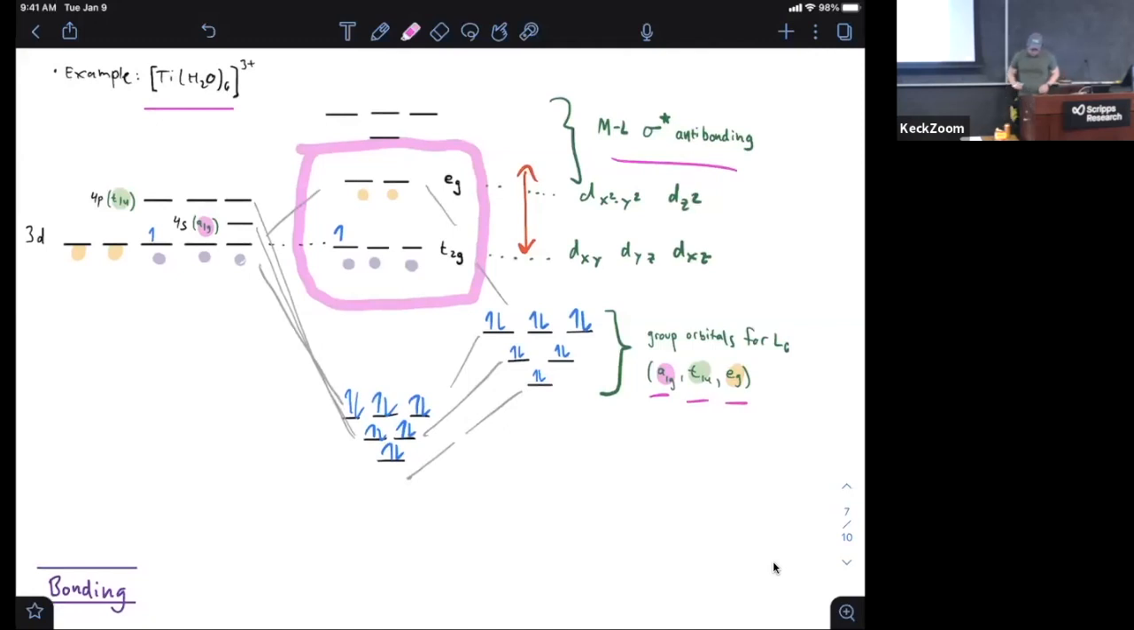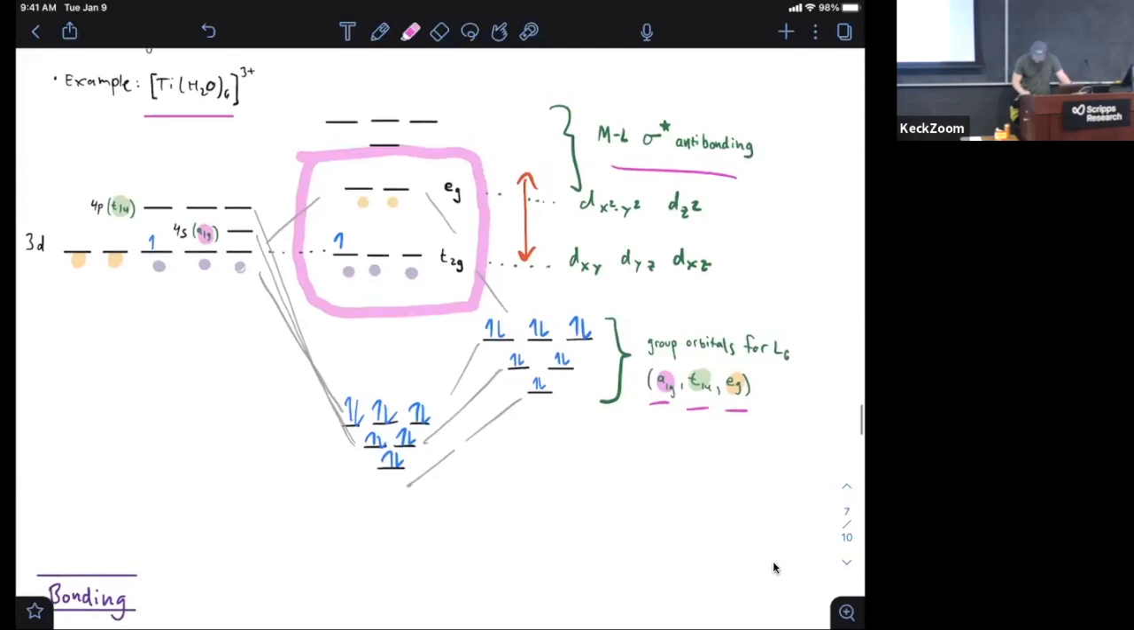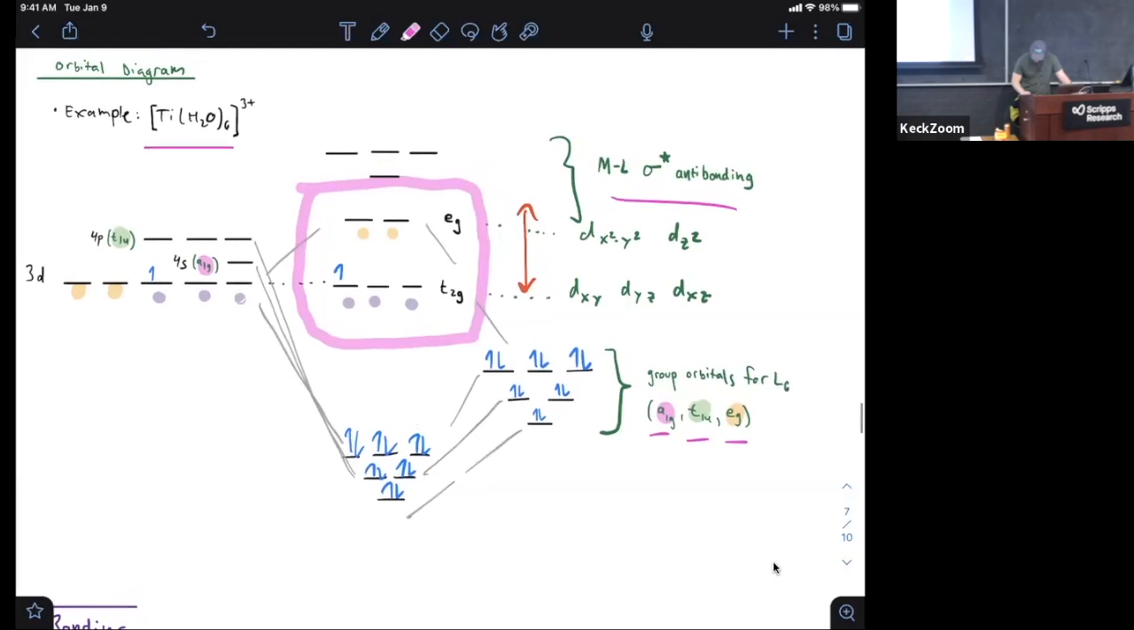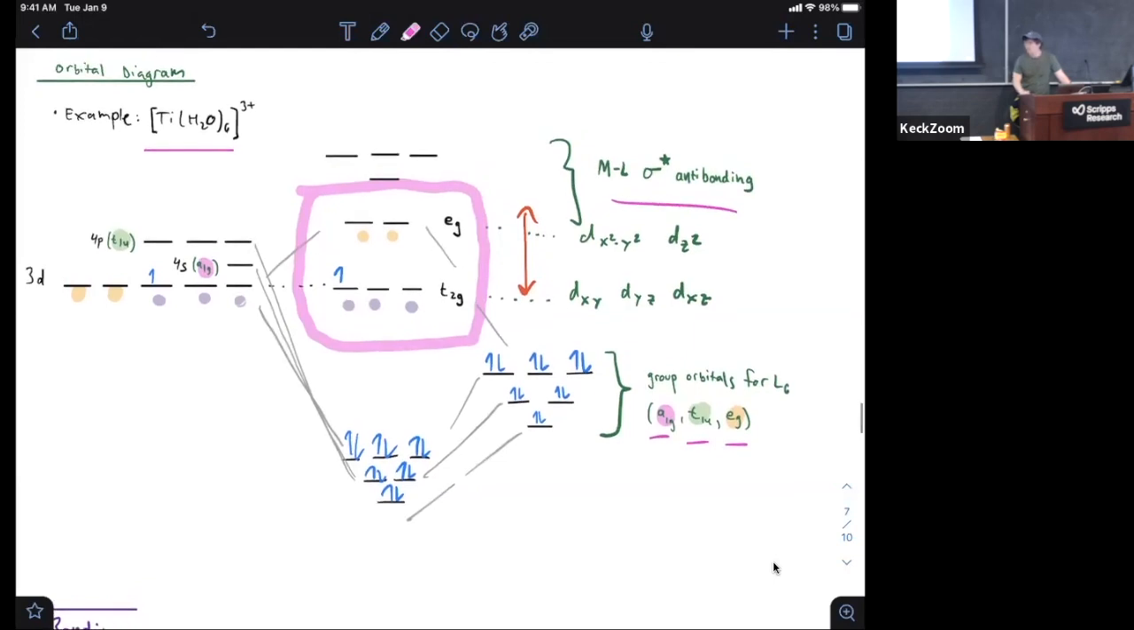Yeah, that's a good question. They are of the same energy, but I couldn't go far enough. But maybe I should redraw that. Are there any questions on that?